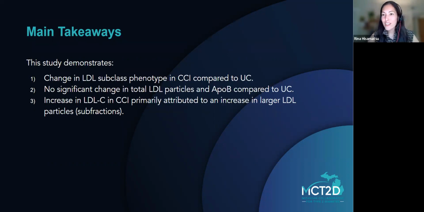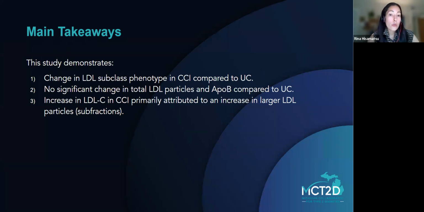All right, so that was a lot to digest, but some of the main takeaways that I was able to understand from the study are that there were changes in LDL subclass phenotype in the continuous care intervention compared to the usual care arm. So there was a reduced level of small, dense LDL particles, and there was an increase in the large LDL particles. In addition, there were changes in the lipoprotein phenotype from B to A.